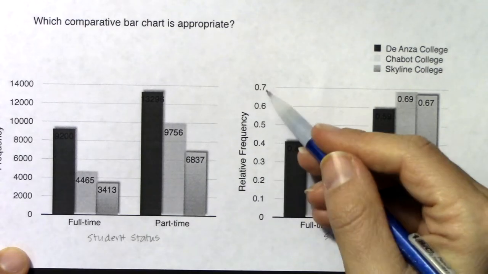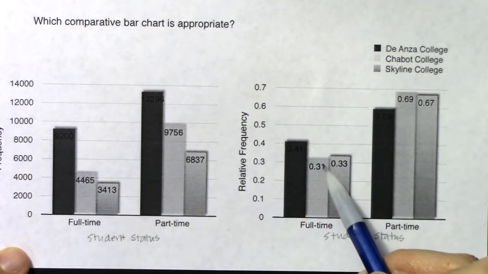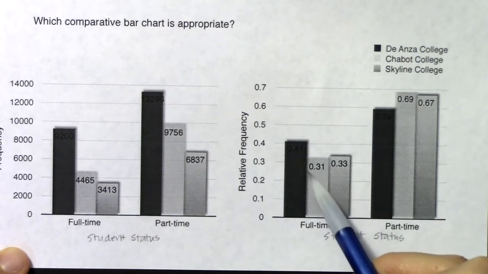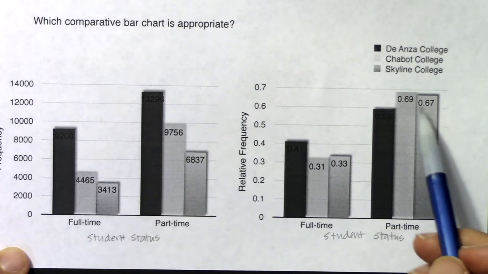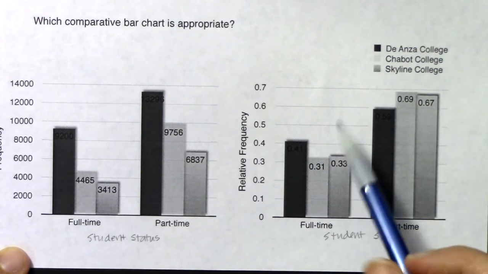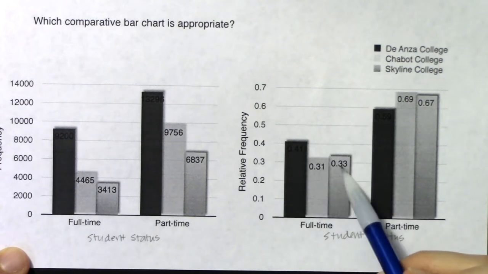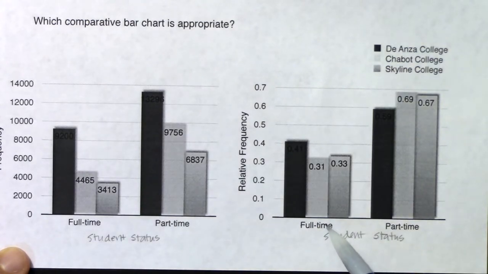Over here, you can see that our relative frequencies are going from 0% up to 70%, or the decimal 0 to 0.7, because the lowest relative frequency that I had was the full-timers over at Chabot, all right? And the highest relative frequency I had was the part-timers over at Chabot. And I changed these decimals just a bit. Well, first off, I changed them into decimals, but I didn't go three decimal places. I went two. I rounded a little bit.